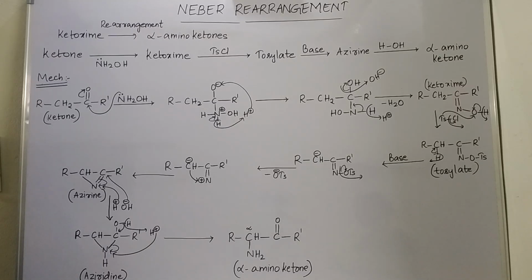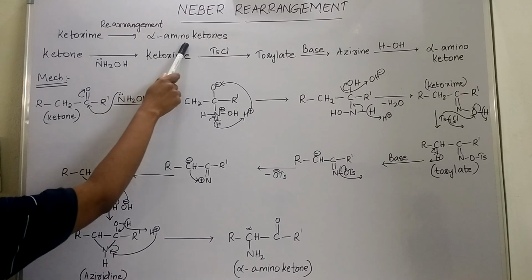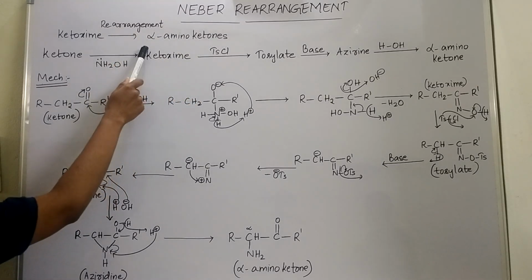Today we will be learning about Neber rearrangement. So what is Neber rearrangement? It is a conversion of ketoxime to alpha amino ketones by rearrangement reactions.